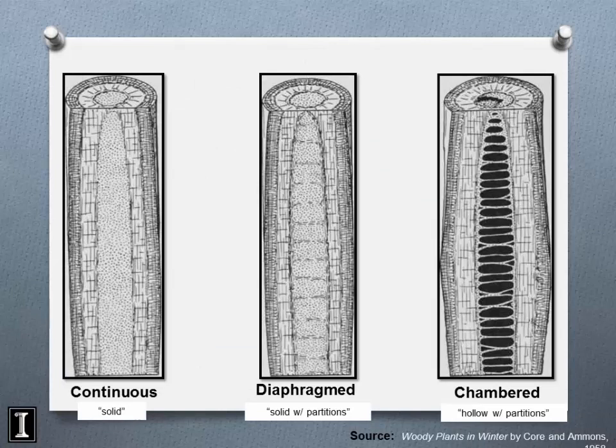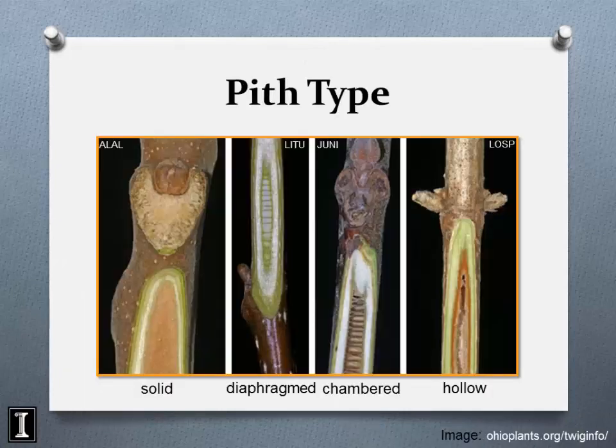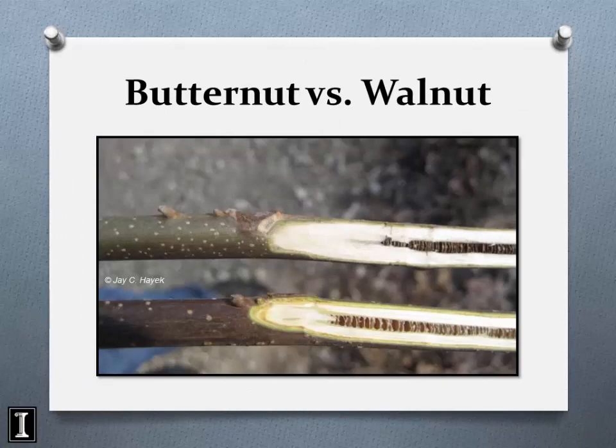It's chambered, okay? It's hollow with partitions, but it's really dark. Isn't that darker compared to this? So it's kind of weird, right? Black walnut, you think black walnut would be darker than butternut. Because what's another name for butternut? A lot of people call it white walnut. Well, it's white walnut because of its bark, not because of its pith.